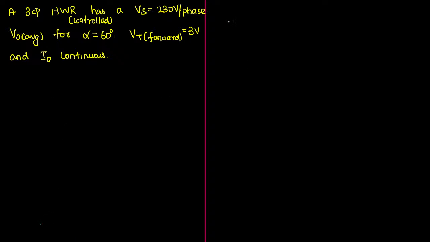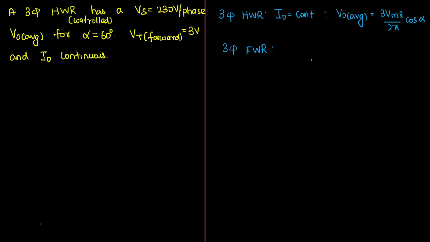See, the three-phase half-wave rectifier. When we are considering three-phase half-wave rectifier and three-phase full-wave rectifier also, fully controlled, I am talking about thyristor. When the output current is continuous, what is the expected value of V0 average? The formula is 3 times the maximum line voltage upon 2 times pi into cosine of alpha. Am I right? Yes, sir.